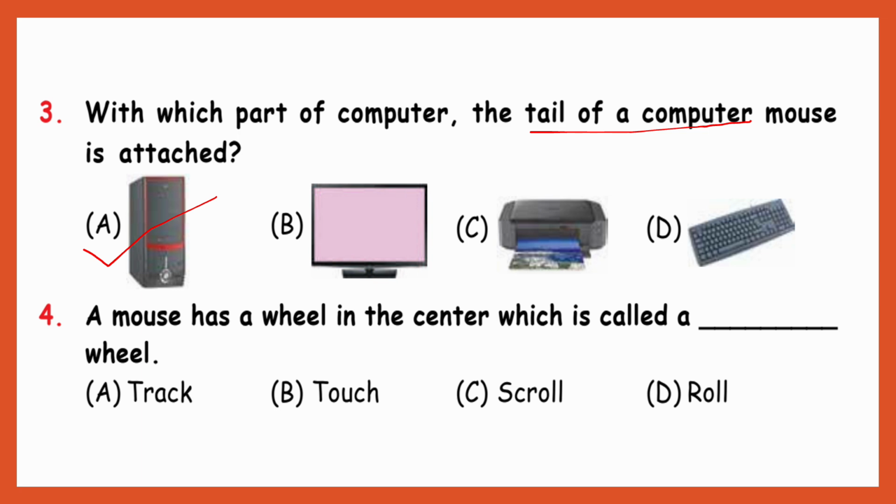The next one, a mouse has a wheel in the center which is called a dash wheel. Option A, track. Option B, touch. Option C, scroll. Option D, roll. Correct answer is option C, scroll. The wheel in the center is called a scroll wheel.